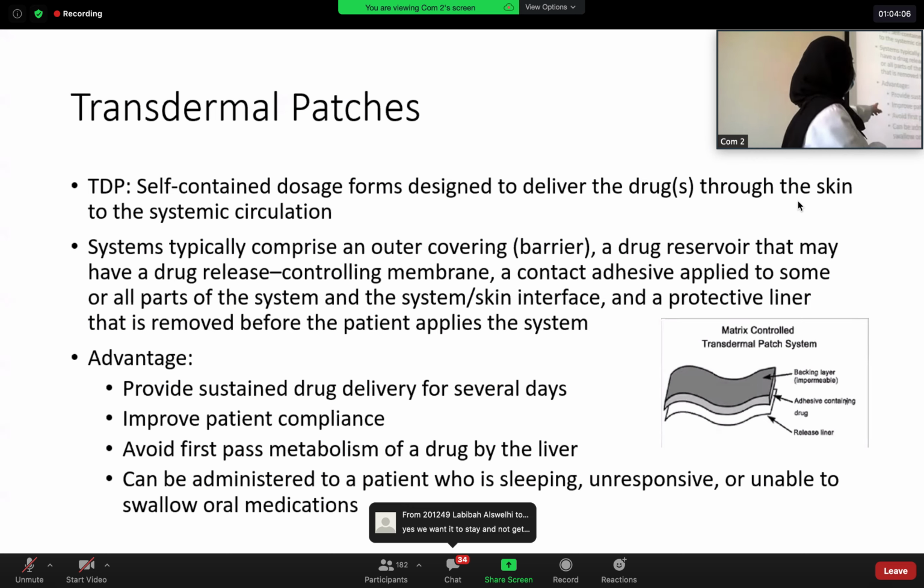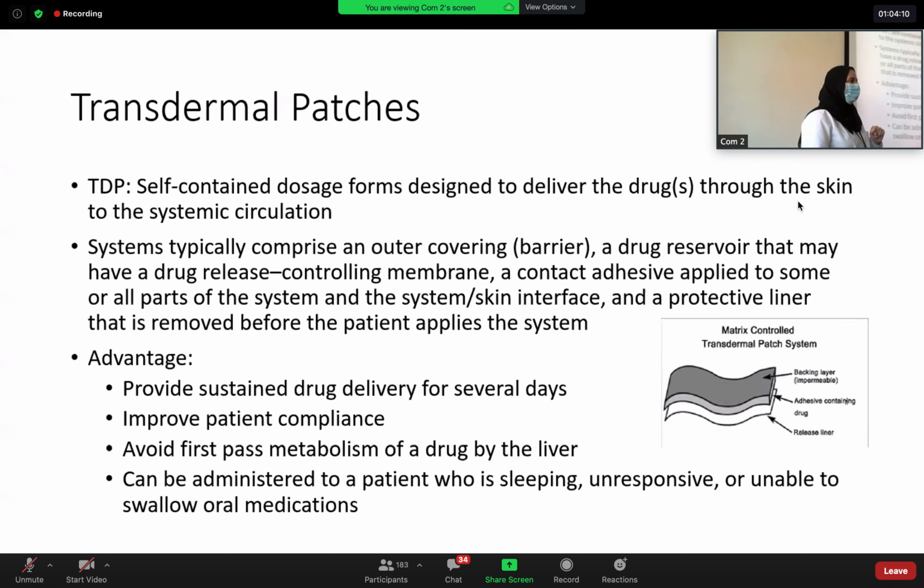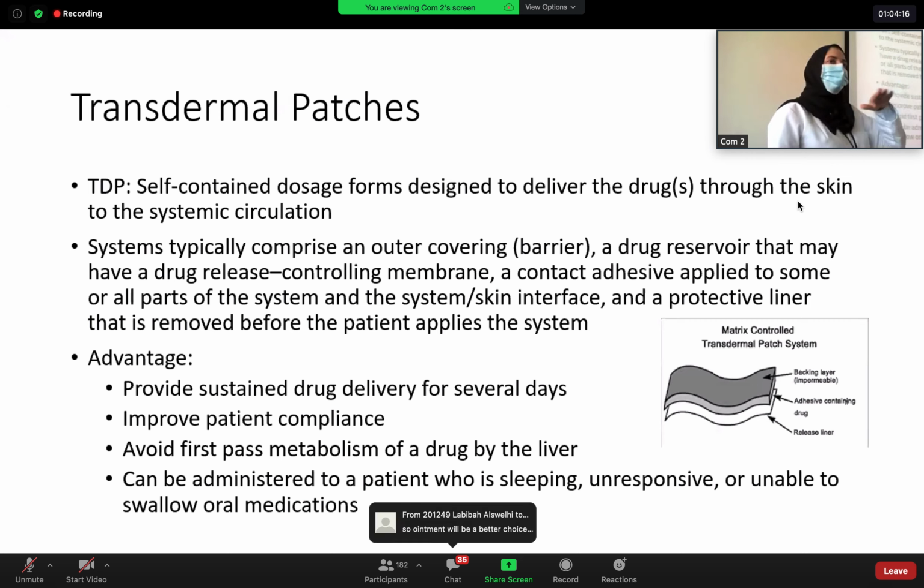They are mainly formulated to provide a sustained drug delivery. In certain conditions, you really want to have sustained, non-fluctuating blood levels to control the condition. So that would be an excellent way of administering the medication to improve patient compliance.